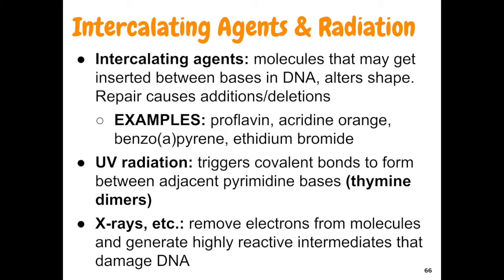There are a couple different examples of intercalating agents. Proflavin is one, acridine orange, benzopyrene, and then ethidium bromide. A lot of those are staining agents, and we use them to look at different parts of the cell. There's one in particular, ethidium bromide, that we're going to be using in the lab. Ethidium bromide is used to stain DNA, and we're going to use it in a lab that is called a restriction enzyme and a gel electrophoresis.